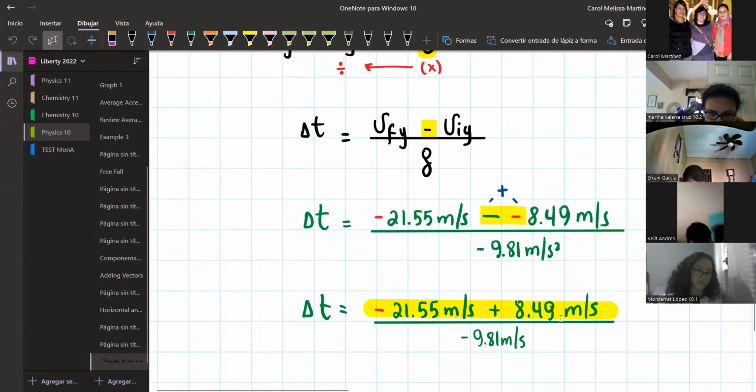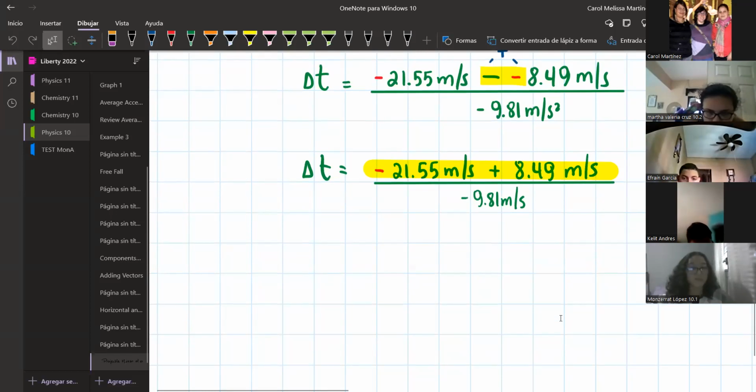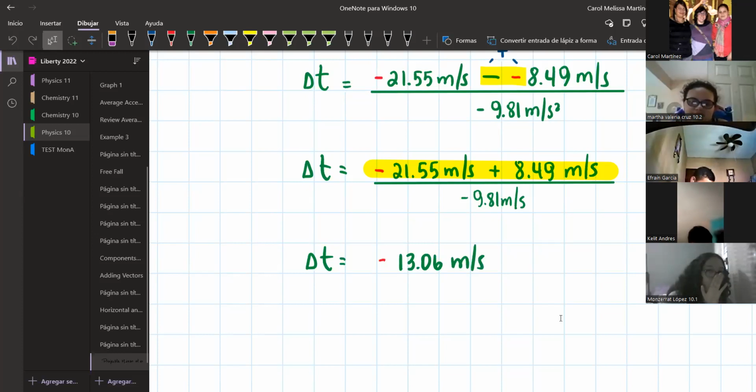How much do you get from this subtraction? 13.06. Meters per second divided by the gravity, that is negative 9.81 meters per second squared. So you cancel meters with meters and seconds with one of the seconds, and you will also cancel the negatives with the negatives, okay?